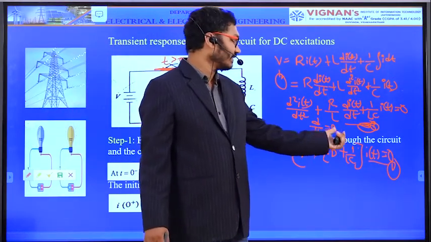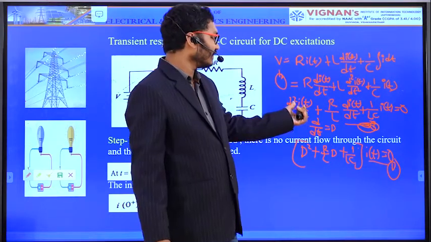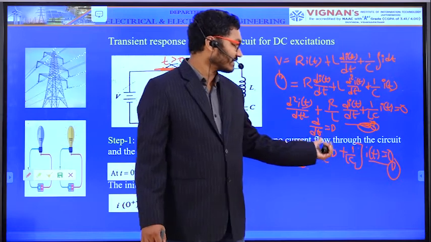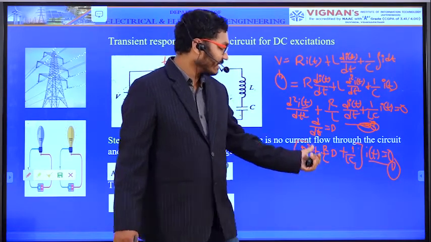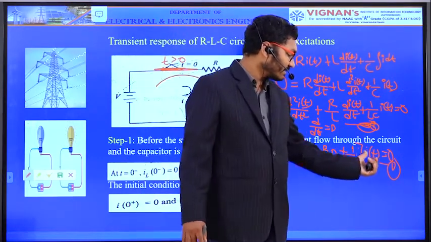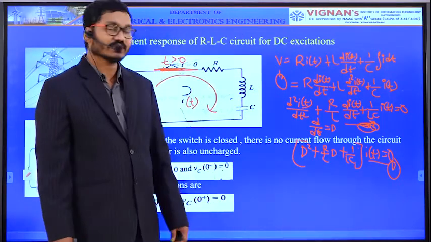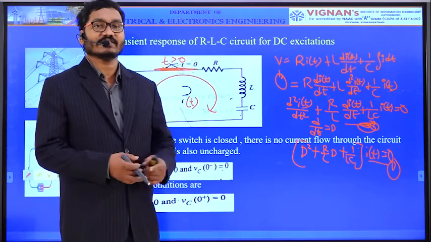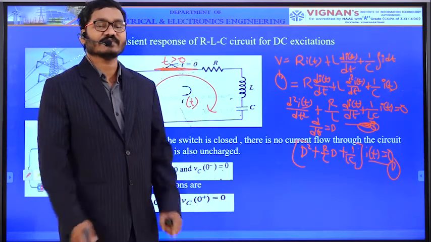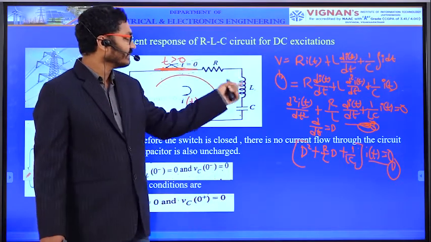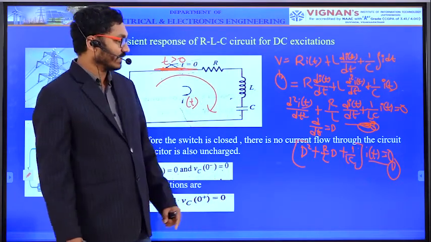So d by dt equals D, which means d square by dt square equals D square. D square plus R by L D plus 1 by LC into i(t) equals 0. Now you solve this equation and you will get i(t) as the response. Once you get i(t), the voltages across VR, VL, VC can also be found.